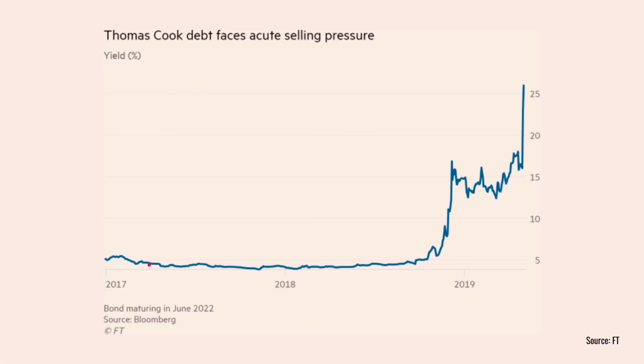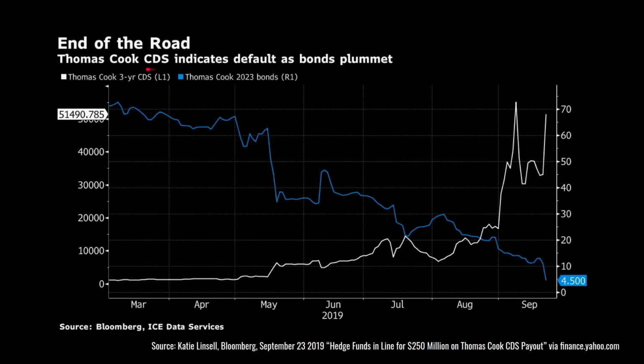Now, the yield of one of these bonds, which was issued by Thomas Cook, was fairly low, well below 5% during most of 2017 and 2018. But then as the credit risk started to deteriorate, investors demanded a much higher yield to hold the credit risk. And if you're a pension fund or a hedge fund, you can buy this credit insurance on individual companies called a credit default swap.